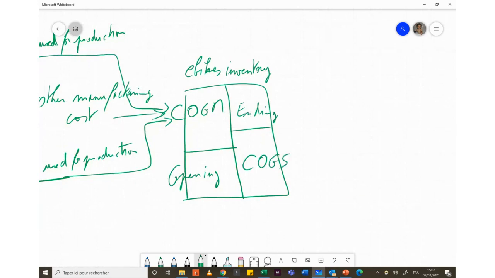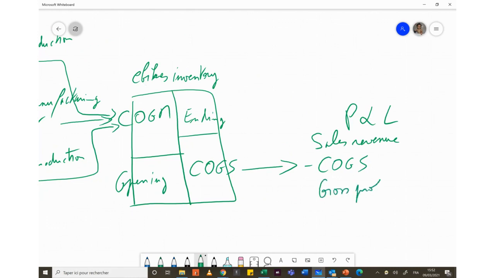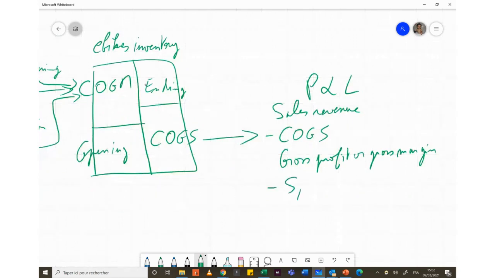And the outflow will go inside the P&L. In the P&L, I have the sales revenue minus the cost of goods sold. I have the gross profit or gross margin. Minus the SG&A expense. I have the operating profit or EBIT.